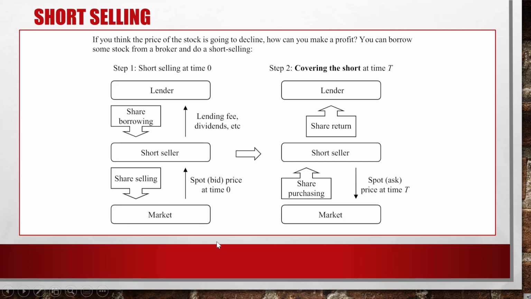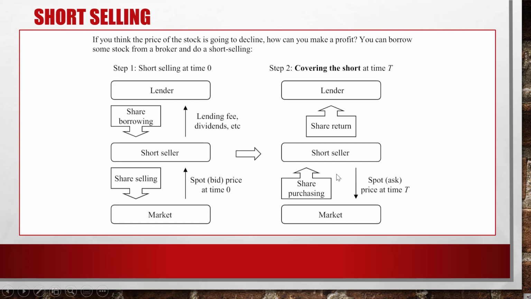Later on, you buy back the stock from the market at a lower stock price S_T at time T, and return it to the lender so you can capture the profit, which is the gap between S0 and S_T. So here you sell at S0 and then you buy back at the price at T. So you make a profit of S0 minus S_T, ignoring the interest received by investing S0.